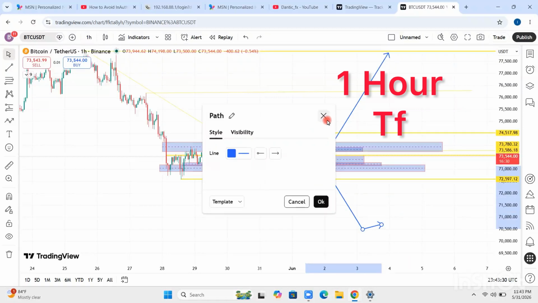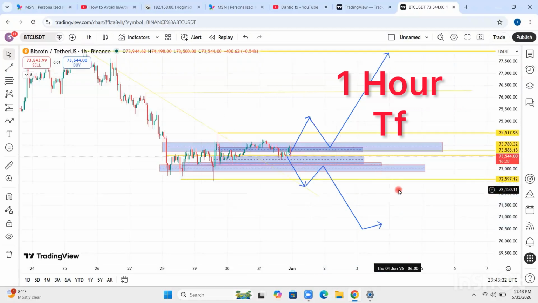Like I always say, this is not financial advice. This is just for educational purposes. You have to do your own research before you put in your money. Make your research and always analyze the markets. Find someone who can teach you, and make sure you analyze the market before you place your order.